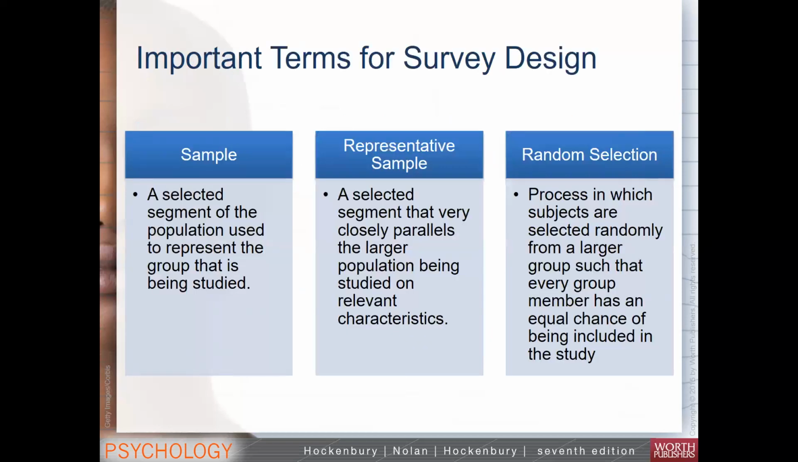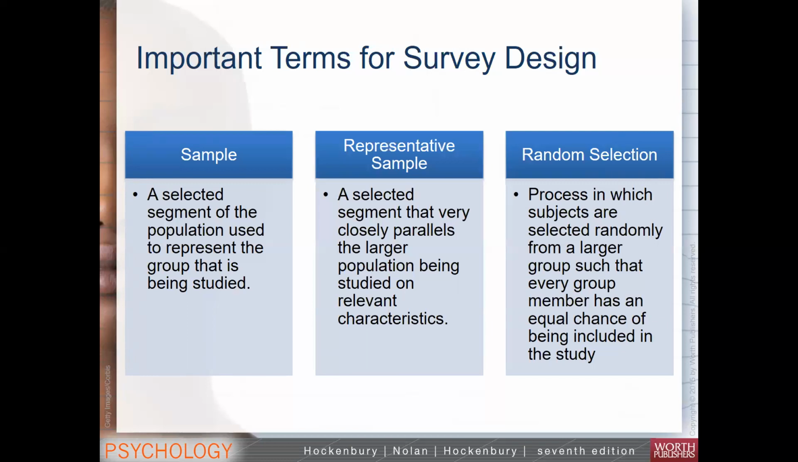So, some important terms when it comes to surveys. We have a sample, which is essentially a piece of the population. The population is everyone. Let's say the population we're interested in is all current full-time students at UVA. You may send the survey out to the entire population, and let's say 100 people come back and fill it out. That's a sample. It's a portion of the population.